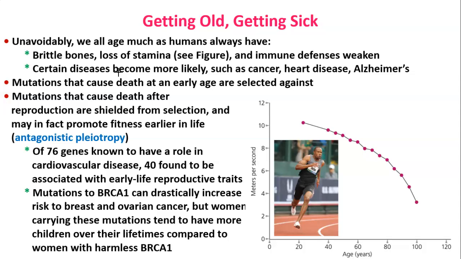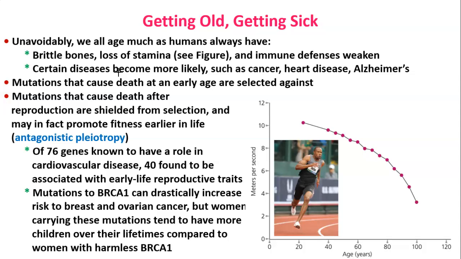And immune defenses weaken as well. It becomes more difficult to fight off infections. Certain diseases become more likely at the same time, such as cancer, as more cells in our bodies are dividing, and hence more opportunity for mutations that could give rise to cancer. Also heart disease, more likely as we get older. Alzheimer's disease, dementia kinds of diseases. So getting older, although we like to do it because most people want to keep on living, can carry these significant consequences.